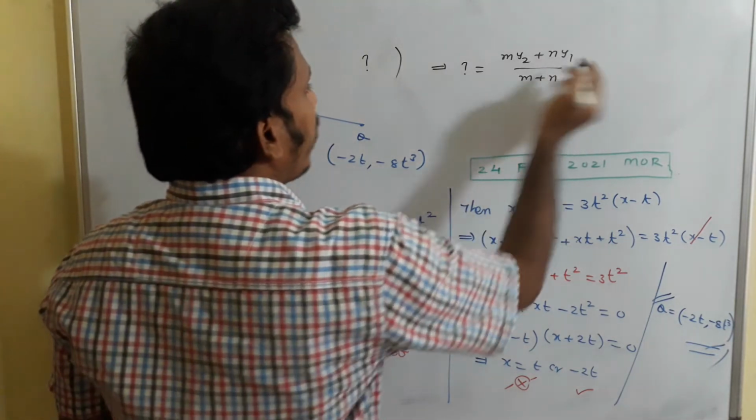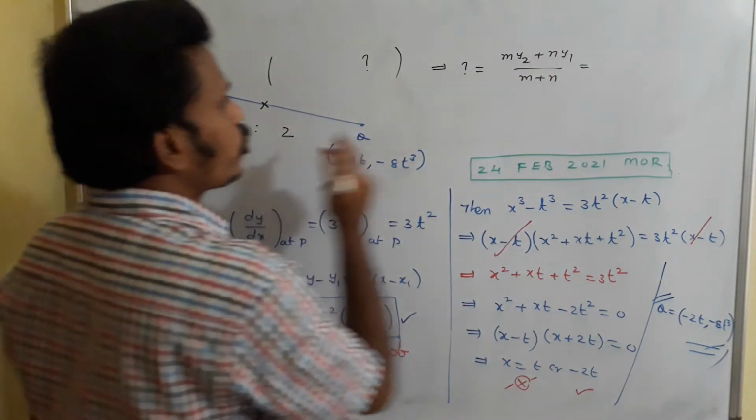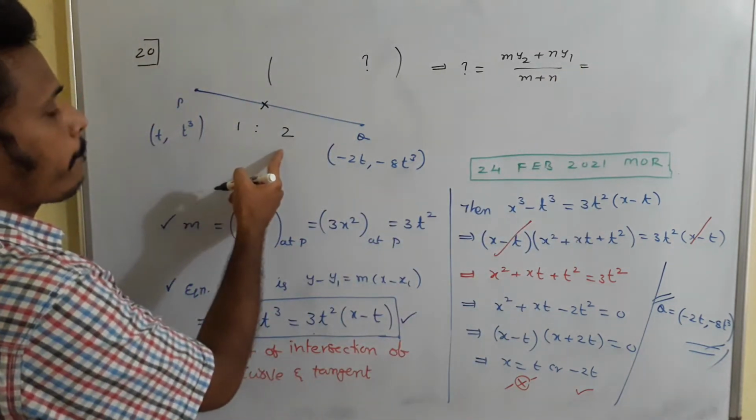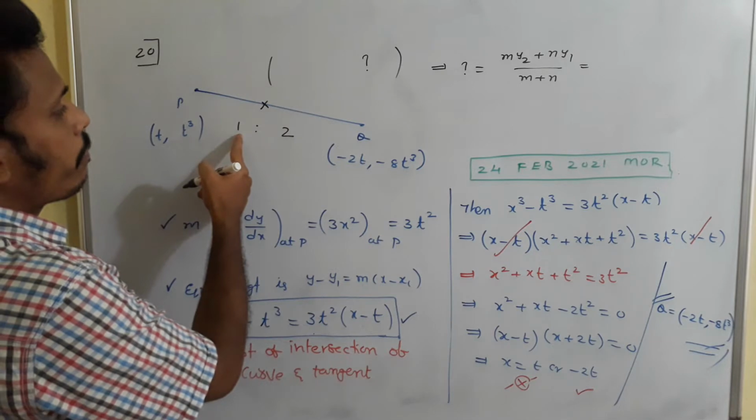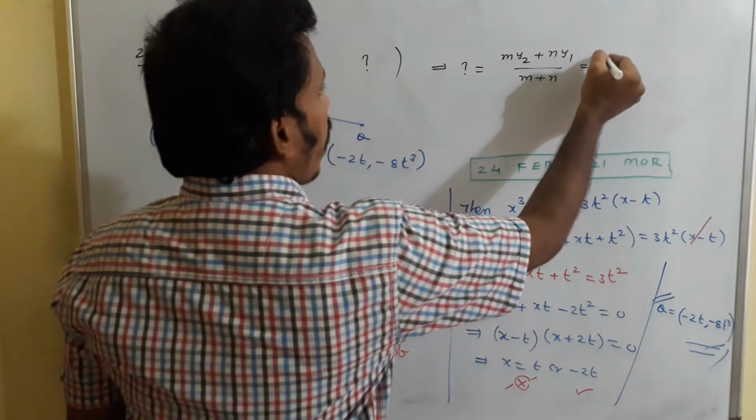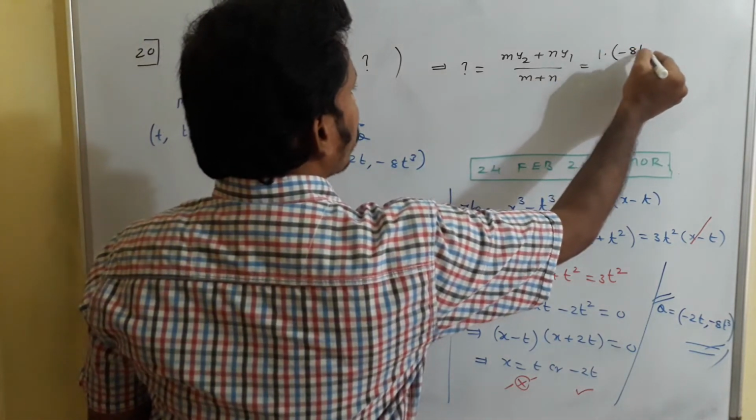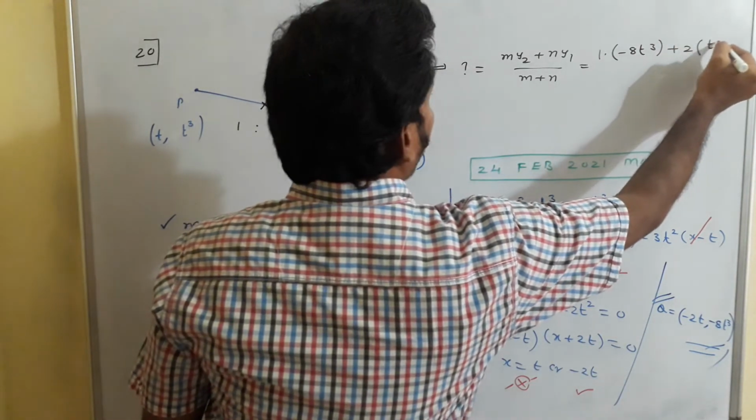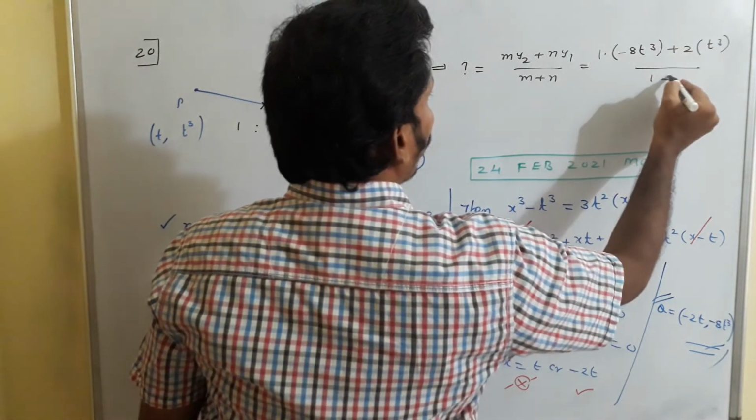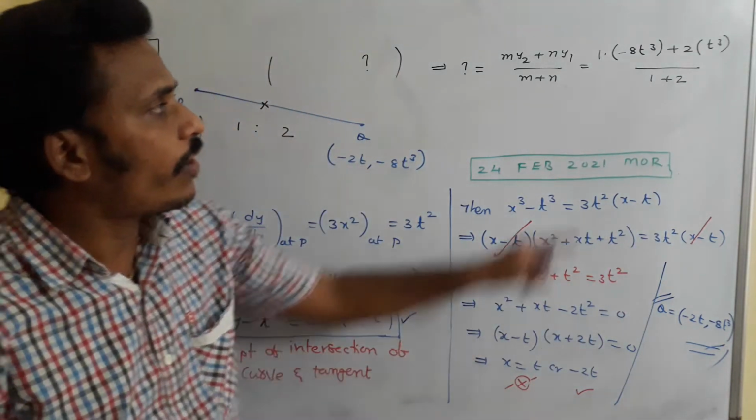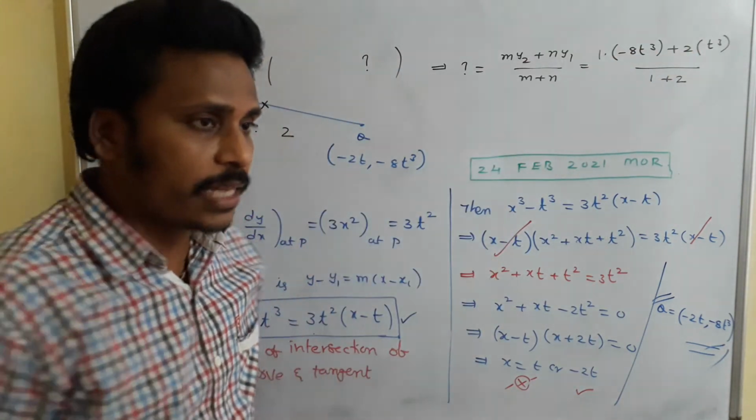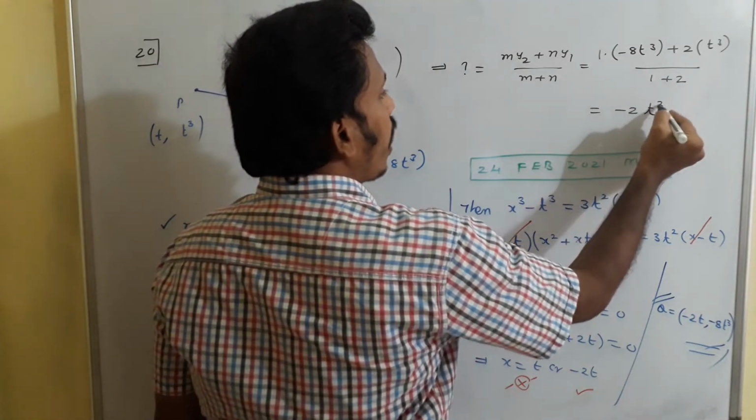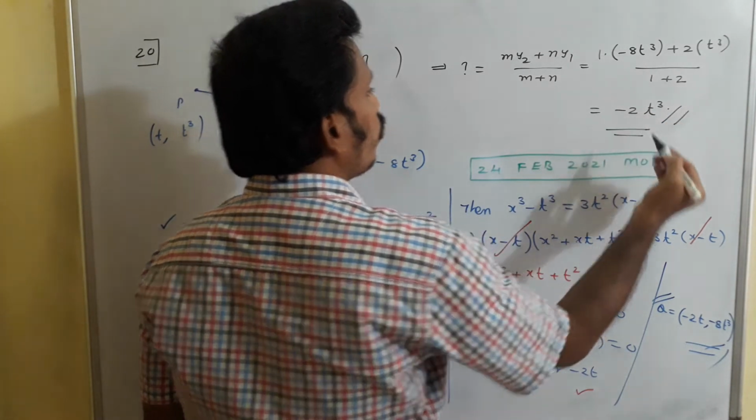So that ordinate value: m is 1, n is 2. So 1 into y2, which is minus 8t cube, plus n which is 2 into y1, which is t cube, divided by 1 plus 2. If you simplify, minus 8 plus 2 is minus 6. Minus 6 by 3 is minus 2. At the end, our answer for the problem is minus 2t cube.